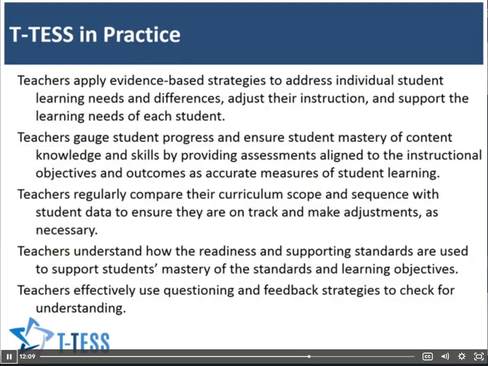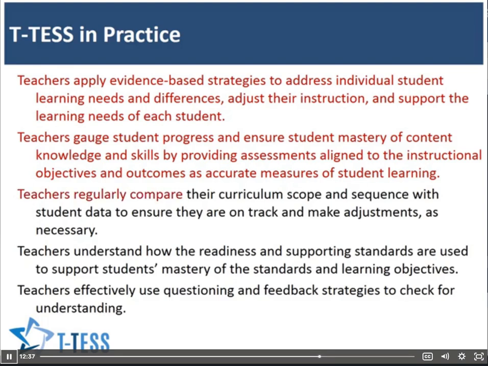What are some additional practical applications for monitor and adjust? Teachers apply evidence-based strategies to address individual student learning needs and differences, adjust their instruction, and support the learning needs of each student. Teachers gauge student progress and ensure student mastery of content knowledge and skills by providing assessments aligned to the instructional objectives and outcomes as accurate measures of student learning.